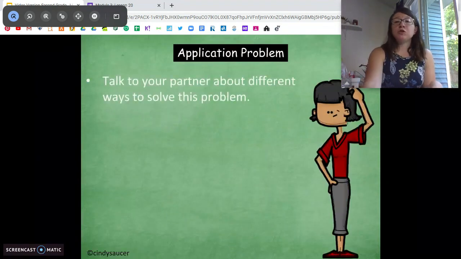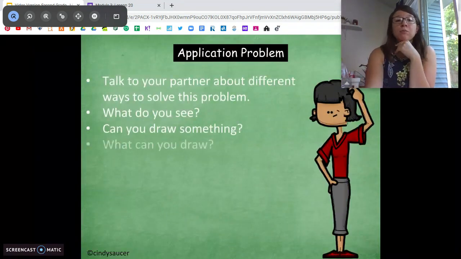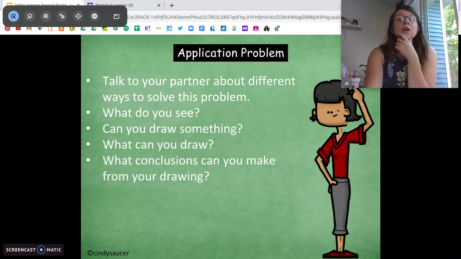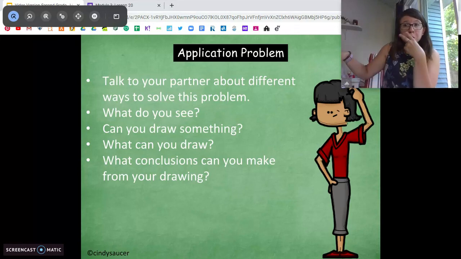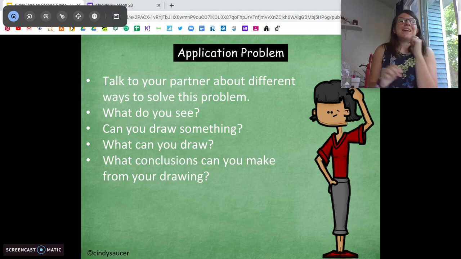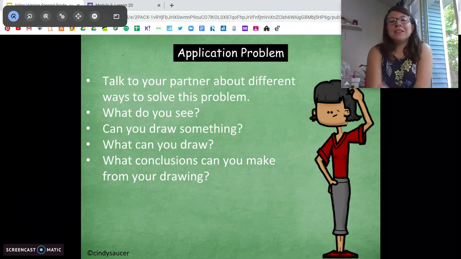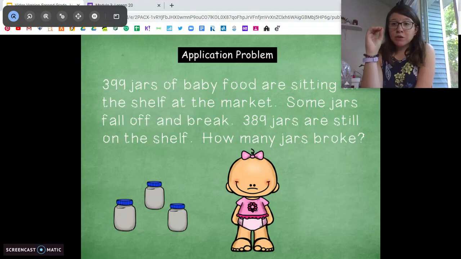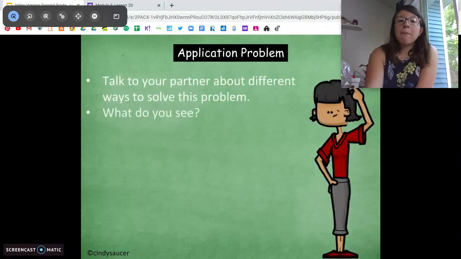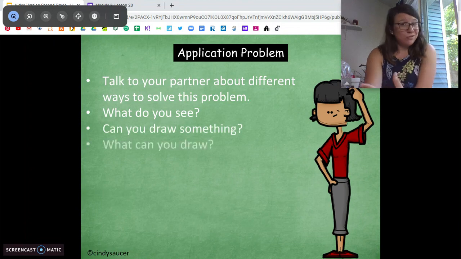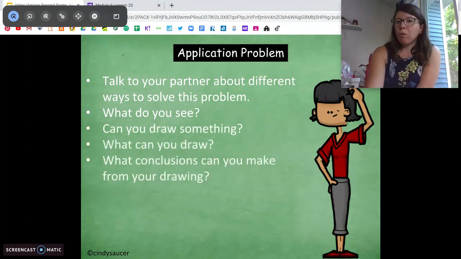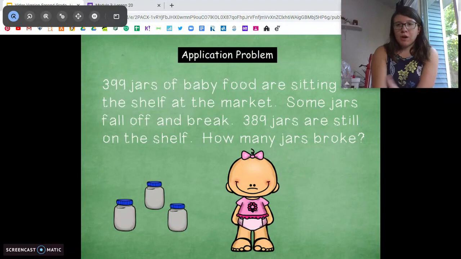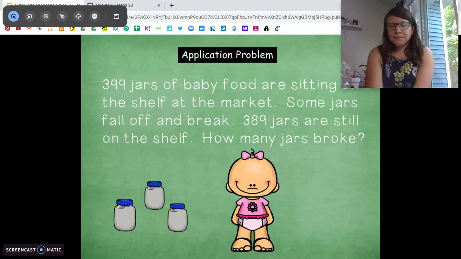I want you to talk with someone at home or talk to me about what you notice about the problem. Can you draw something to solve the problem? Wink, wink. And what conclusions can you make from your drawing? So I'll bring it back to the problem. I want you to pause. I want you to talk to someone at home about what you notice. Can you draw something, or what you can draw, and what conclusions you can make? So here's your problem. Pause the video, talk about that now.